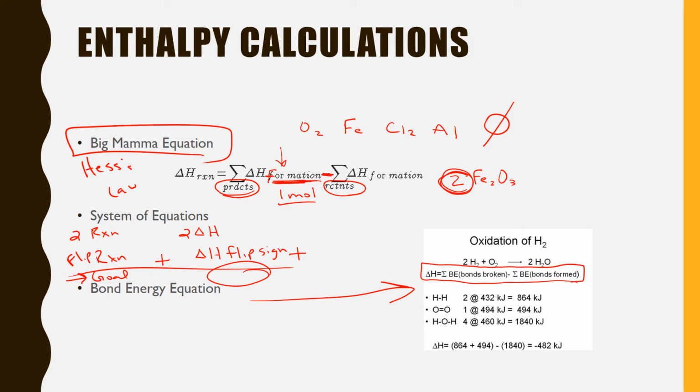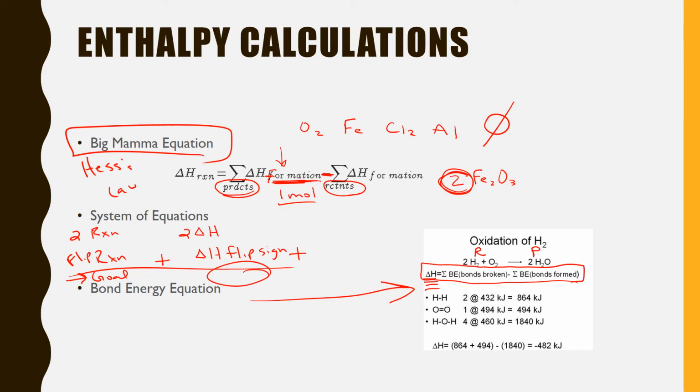Delta H of the reaction. Don't forget that bond energies is equal to delta H. A lot of people forget that. It's equal to the bond energies that are broken minus the bond energies that are formed. Bond energies are broken on our reactant side, and bond energies are formed on our product side.